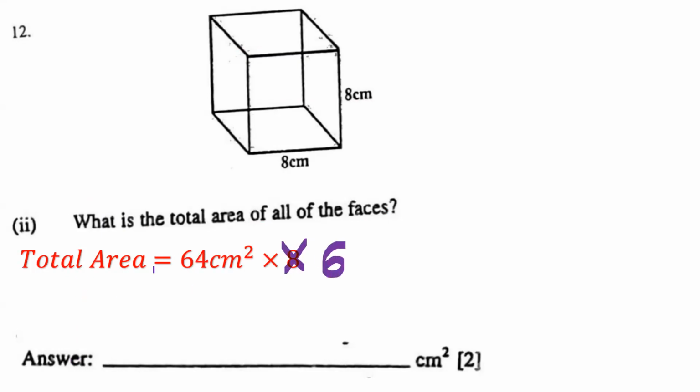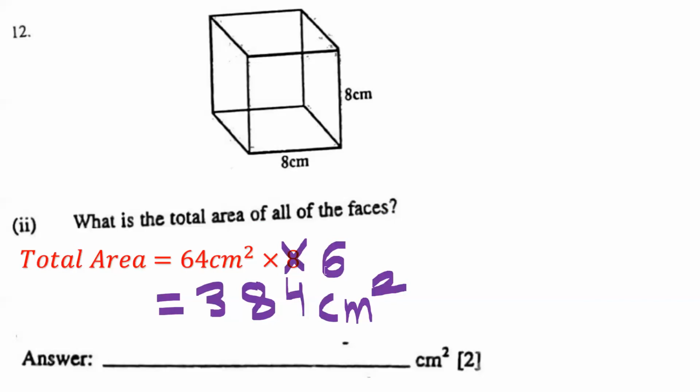So the total area is going to be equal to 64 centimeters times 6, not 8, because there are 6 faces. So 64 times 6 is going to be 384. And so the answer here is going to be equal to 384 centimeters squared, because there are 6 faces, not 8.